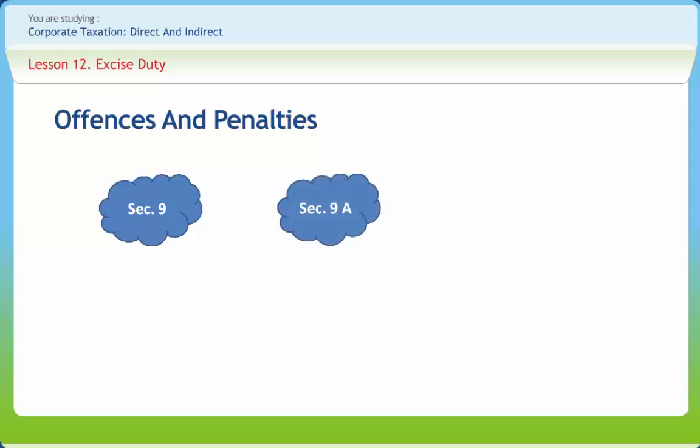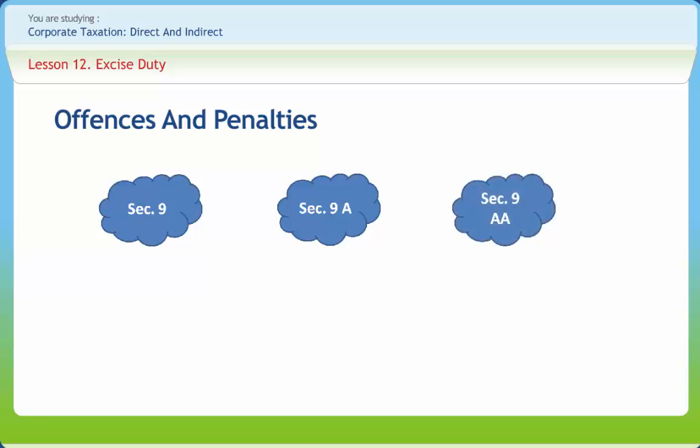As per section 9A, certain offenses can be non-cognizable. Notwithstanding anything contained in the Code of Criminal Procedure 1898, Act 5 of 1898, offences under Section 9 shall be deemed to be non-cognizable within the meaning of that code.